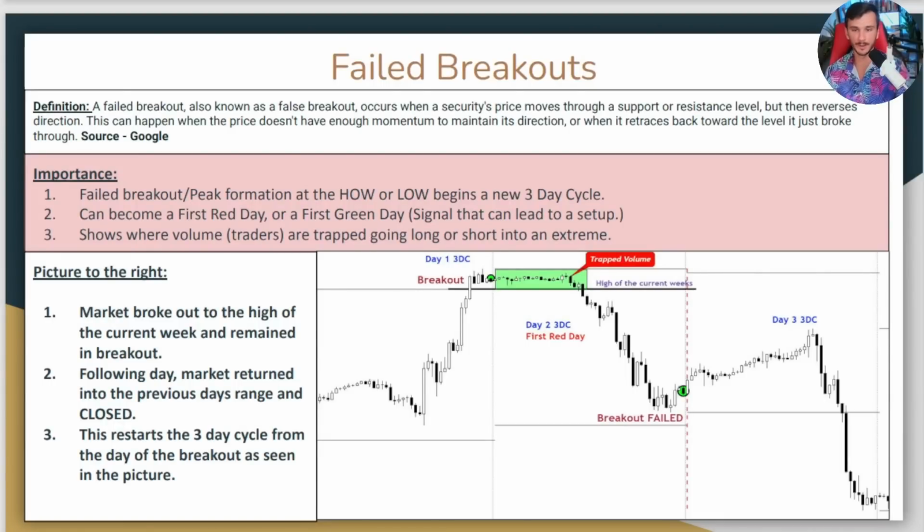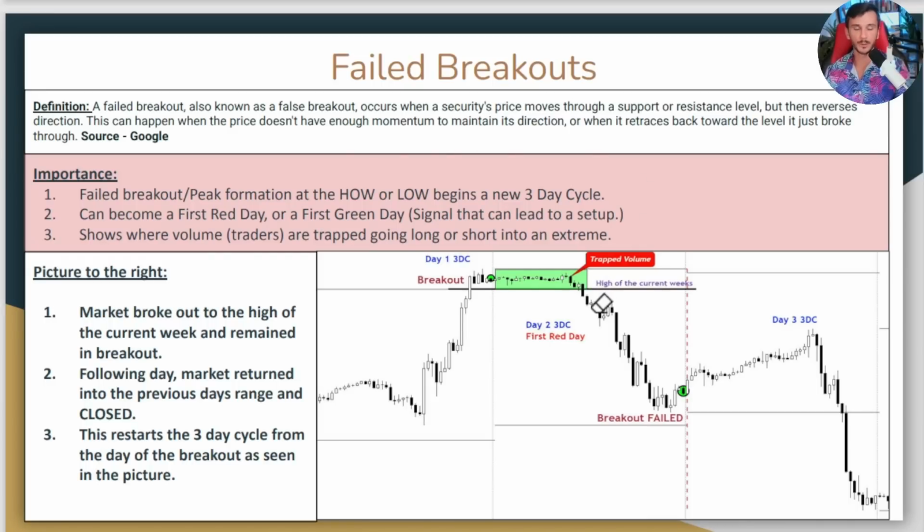And I've used this really cool source called Google. A failed breakout, also known as a false breakout, occurs when a security's price moves through a support or resistance level, but then reverses direction. This can happen when the price doesn't have enough momentum to maintain its direction, or when it retraces back down towards the level it just broke through.